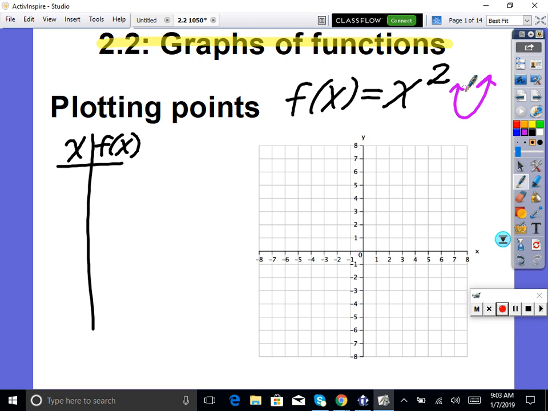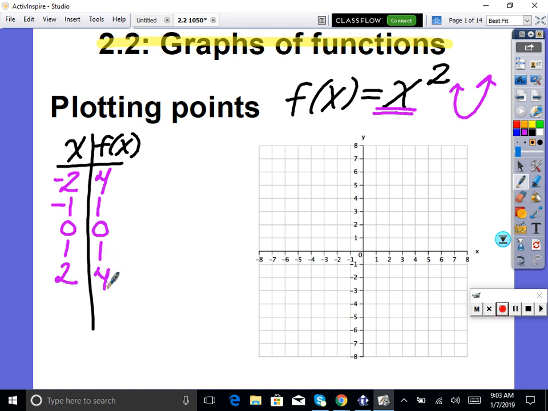Now think about it. Quadratics don't have any restrictions, so we can plug in anything, correct? We can plug in anything. So let's just plug in the usual 5 points: -2, -1, 0, 1, and 2. -2 squared is 4, -1 squared is 1, 0 squared is 0, 1 squared is 1, 2 squared is 4.